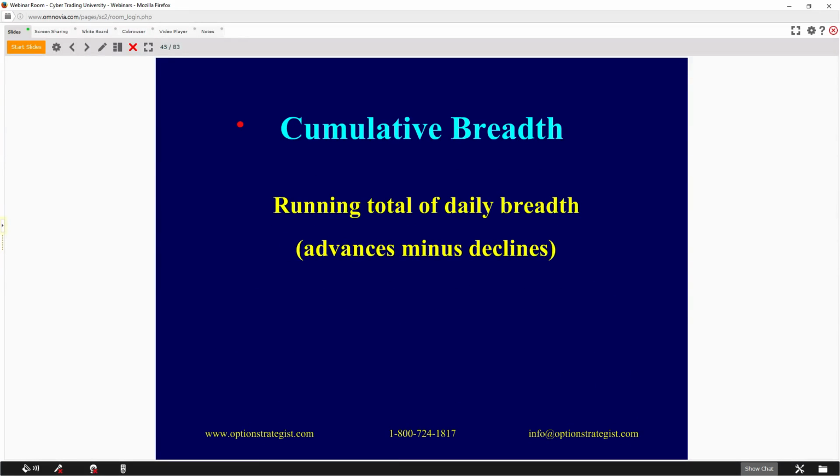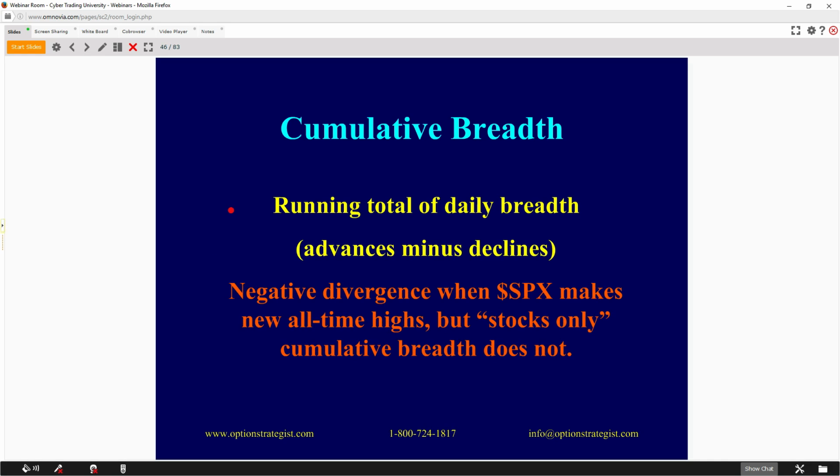Now I mentioned that another thing we can do with the breadth, besides keep that oscillator, is to keep cumulative breadth. So this is a running total of daily breadth, advances minus declines. We just add them up as we go forward. I use this as a very long-term indicator, and so do others. But right now there seems to be a lot of controversy about this particular indicator.